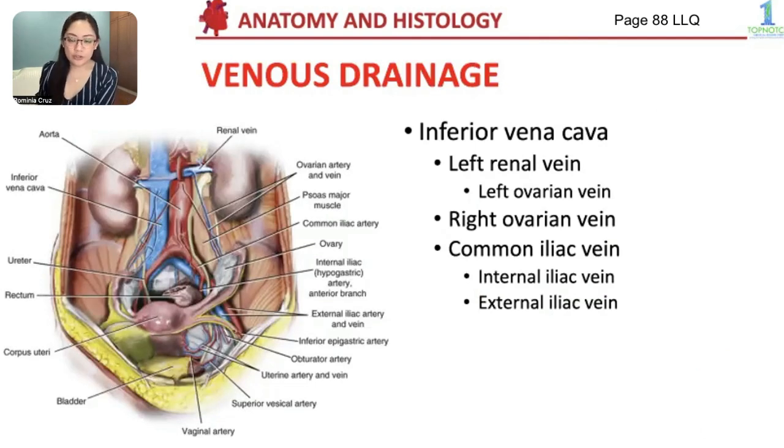Okay, so moving on to the venous drainage of your pelvis. The venous drainage of your pelvis generally follows your arterial supply, except that the left ovarian vein would first drain to the left renal vein, while the right ovarian vein would drain directly to the inferior vena cava.